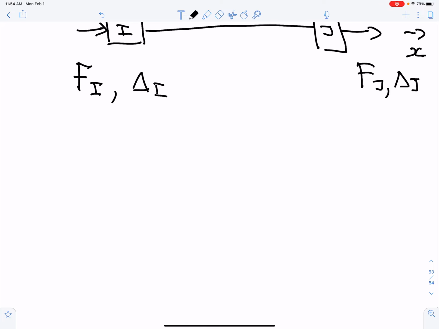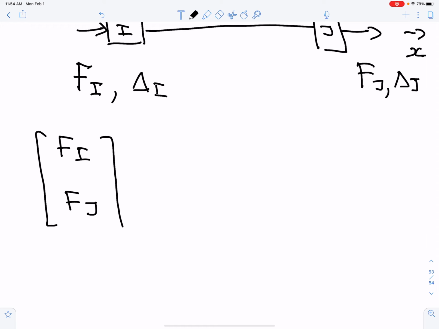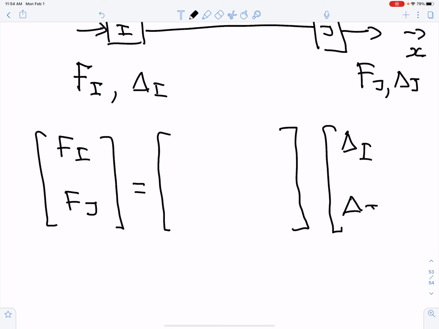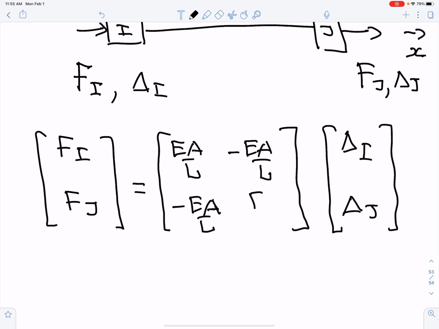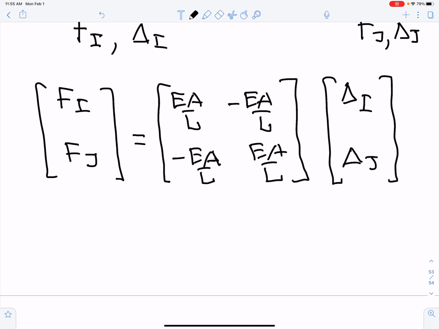And so we derived the following relationship. If you want to compute Fi, Fj from the end node displacements, delta I, delta J, the solution of the underlying differential equation gave us the following relationship between forces and displacements: EA over L, minus EA over L, minus EA over L, EA over L.